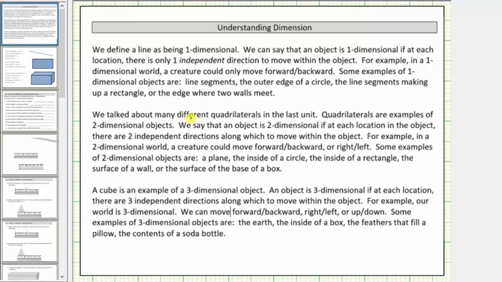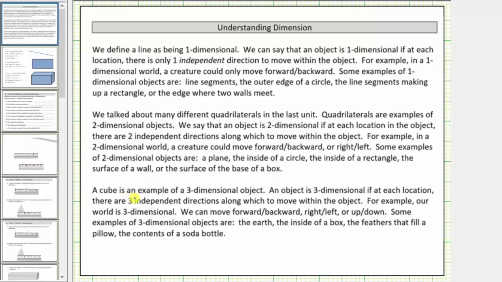We talked about different types of quadrilaterals in a previous unit. Quadrilaterals are examples of two-dimensional objects. We say that an object is two-dimensional if at each location in the object there are two independent directions along which to move within the object. For example, in a two-dimensional world, a creature could move forward or backwards, as well as left or right. Some examples of two-dimensional objects are a plane, not an airplane, but for example the coordinate plane, the inside of a circle, the inside of a rectangle, the surface of a wall, or the surface of the base of a box. Notice all of these two-dimensional objects can be measured by area.